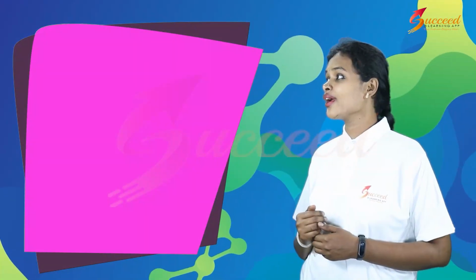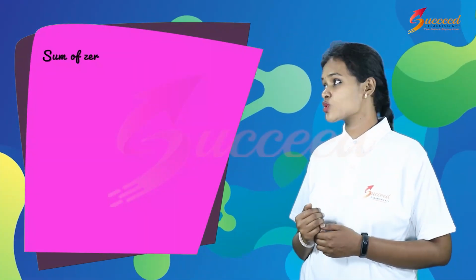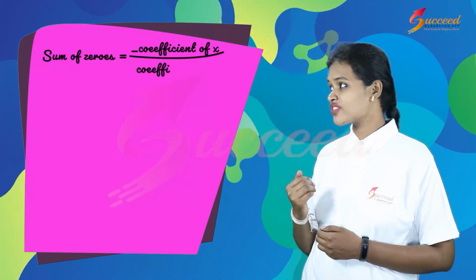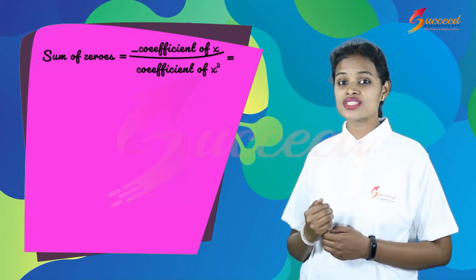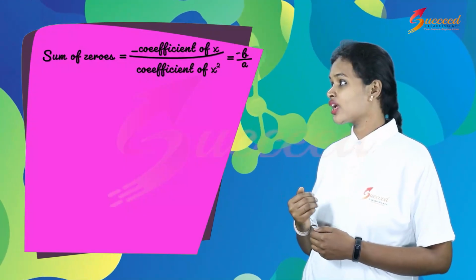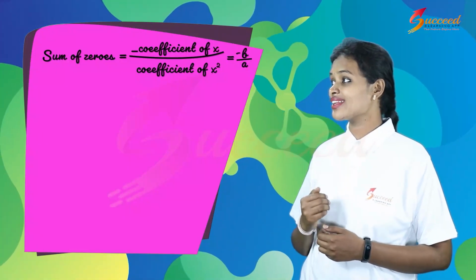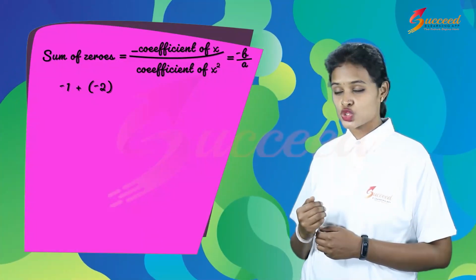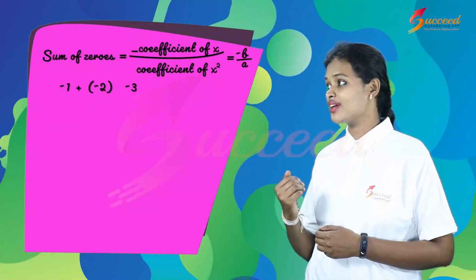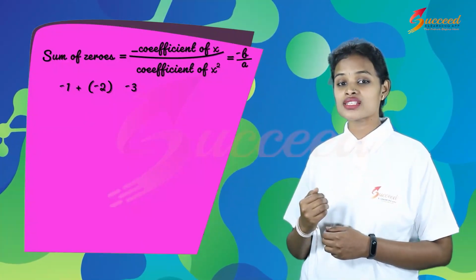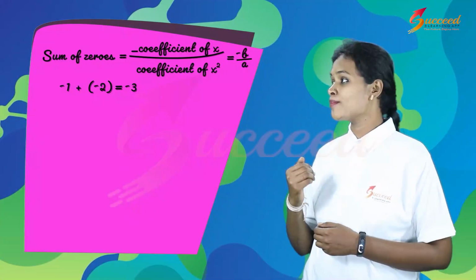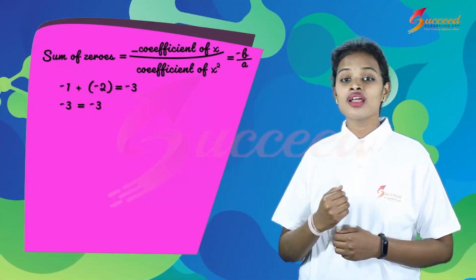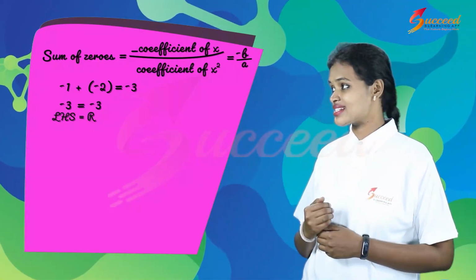Now, let us verify by using the formula: sum of zeros is equal to minus coefficient of x divided by coefficient of x square, which is equal to minus b by a. So, for the sum, let us add the zeros we got, that is minus 1 plus minus 2. We get minus 3. So, minus 1 plus minus 2 is equal to minus 3. Minus 3 is equal to minus 3. Here, the left hand side is equal to the right hand side.